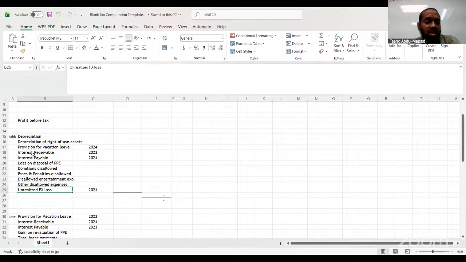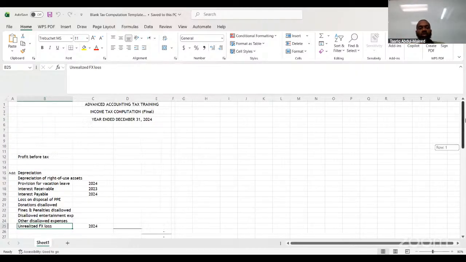Unrealized foreign exchange loss. Now, I couldn't put a gain and a loss. I didn't really want to confuse everything, right? But they're going the opposite direction. Now, why I put the years? Assuming we are filing for 2024. That's why I named this template December 2024.